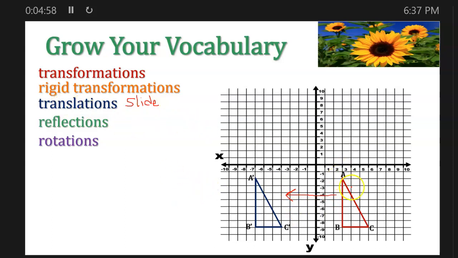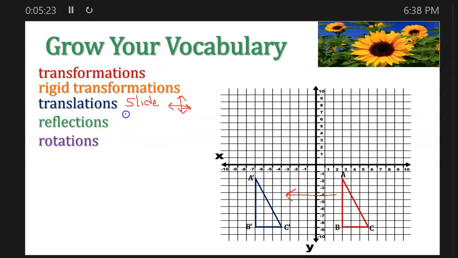So a translation looks basically like going up, down, or left or right. So it can move in these directions or these directions. And you can translate it twice and go up and then to the right, or up and then to the left, or down and then to the right, or down and then to the left.